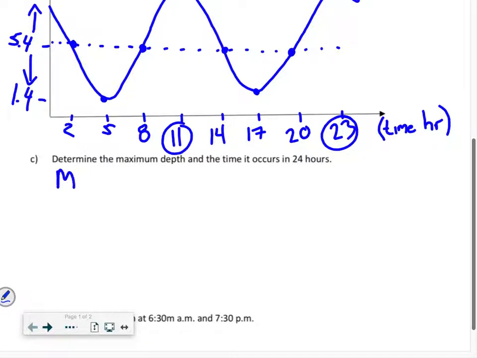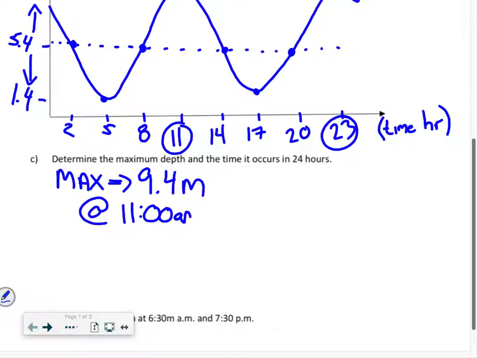So max depth is 9.4 meters, and it occurs at 11 a.m. and 11 p.m. 23 minus 12 would give us the p.m. times. Or you can learn a 24-hour clock, but 23 is 11 p.m.